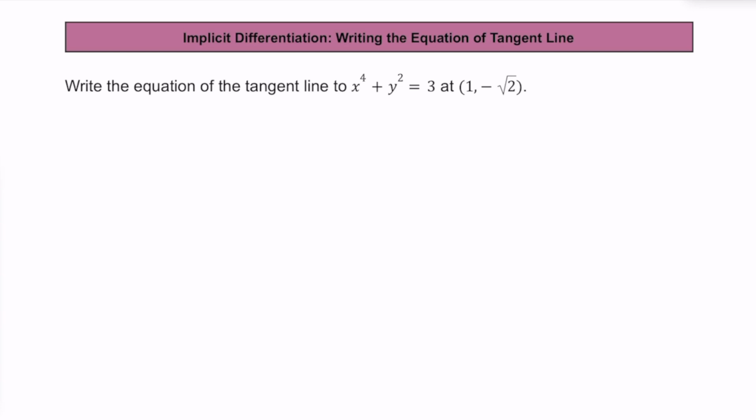So I'm going to go ahead and start by just writing our original equation down first. And that's this right here. We have x to the fourth power plus y to the second power is equal to 3.